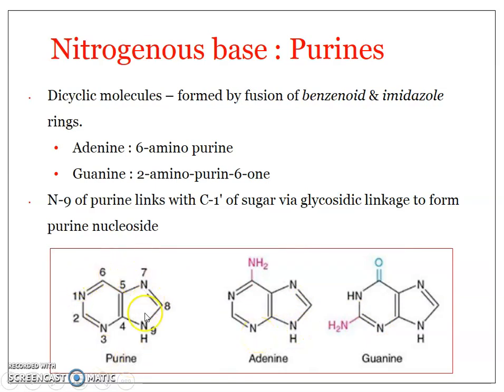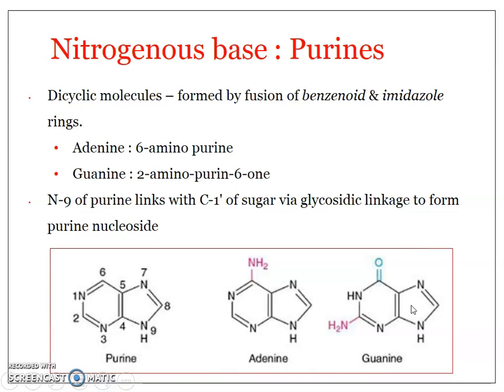So purine, you can see the structure over here. Okay, adenine is 6-amino purine. That is, on the purine, the 6th position is occupied by an amine. Okay, now the amine is attached to the 6th carbon in the purine. And what about guanine? Guanine, you can see here, is 2-amino, and the 6th carbon is in keto form. Okay, so 2-amino purine 6-one. That is guanine. I hope it is clear.